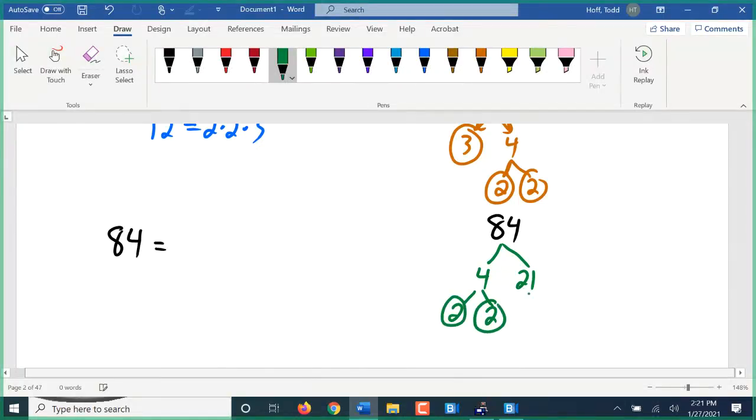Can 21 be divided by anything? Yes. What's one of them? 7. If we divide by 7, what's left? 3. We know 7 is prime and 3 is prime. So 84, if I put those in order, smallest to largest, is 2 times 2 times 3 times 7. If I multiply those numbers together, I'll get 84. In fact, those are the smallest numbers we can multiply together to get 84. Remember, we don't count 1 because 1 doesn't do anything.